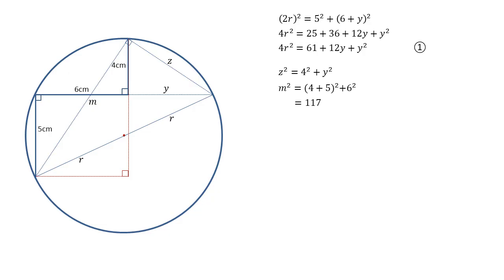So putting these together for our m, z and r triangle, we can see that 2r all squared, that's our hypotenuse, must equal m squared plus z squared. We know m squared and z squared now, so 4r squared is equal to 117 for m squared plus 4 squared plus y squared for the z squared, which will simplify to 4r squared equals 133 plus y squared. We're going to call this equation 2.